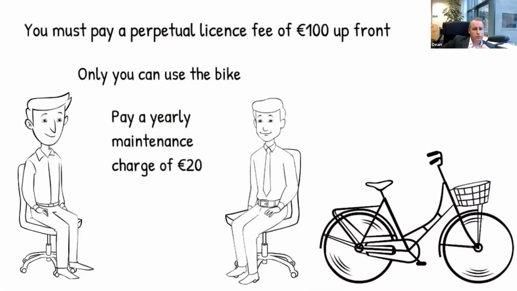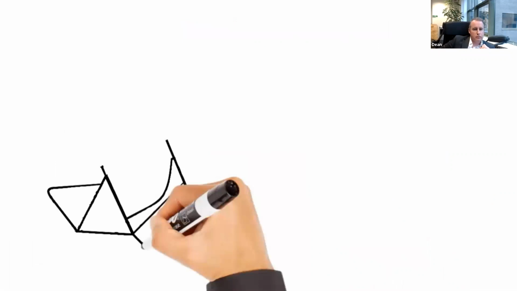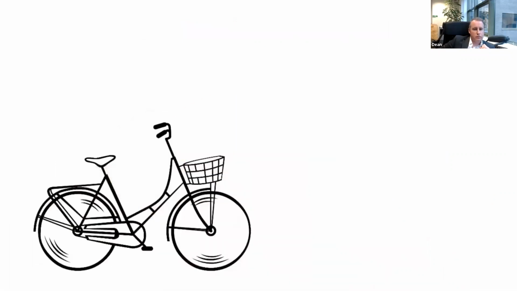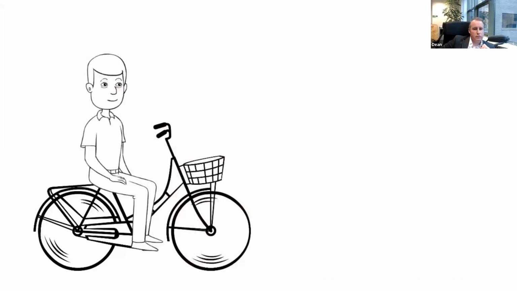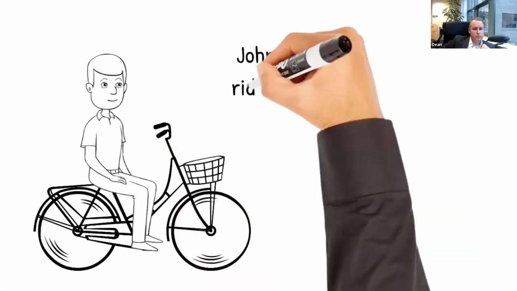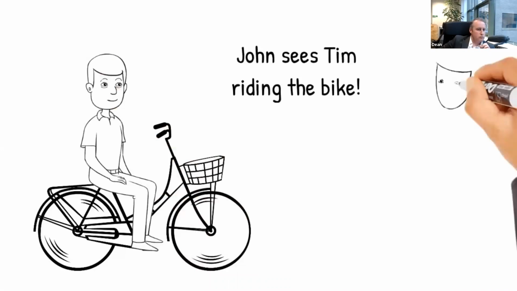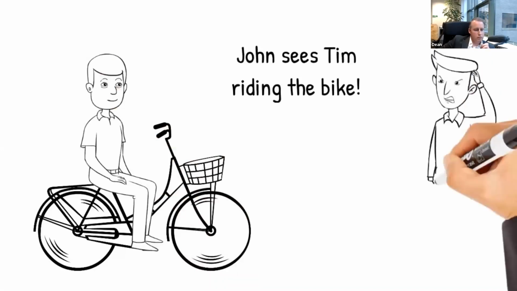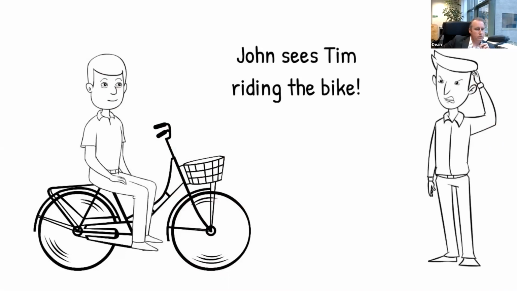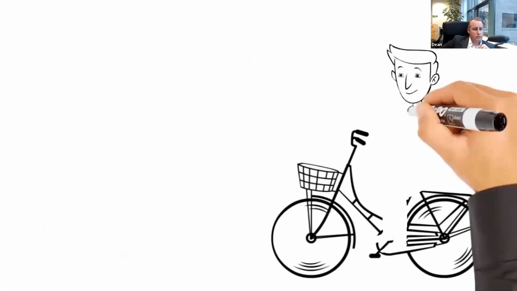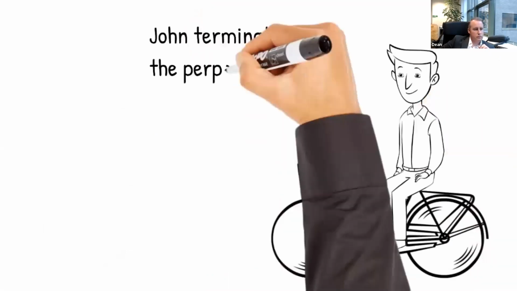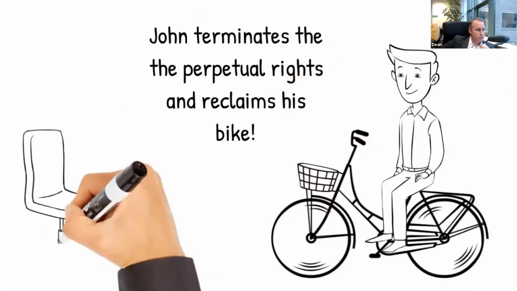All goes fantastically well in years 1 and 2, and Paul dutifully pays his maintenance fee and abides by the terms and conditions of the license. However, in year 3, Paul decides to let his brother Tim use the bike to travel to work. John finds out about this and issues Paul with a breach notice and revokes the perpetual license. As Paul was in material breach of the contract, John was entitled to reclaim his bike and terminate Paul's perpetual rights, and John now gets the bike back.